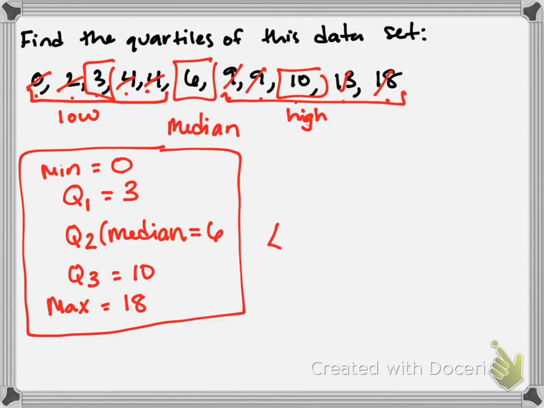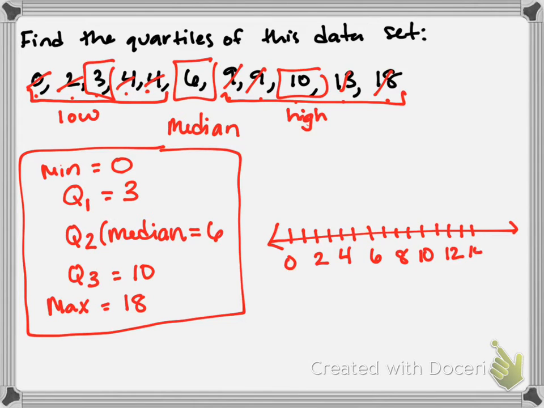So I'm going to start with my number line, and I need to go from 0 to 18. So 0, 2, 4, 6, 8, 10, 12, 14, 16, oh, I almost made it, 16, 18. Okay, I have 5 points, so I'm going to put 5 circles right above my numbers.